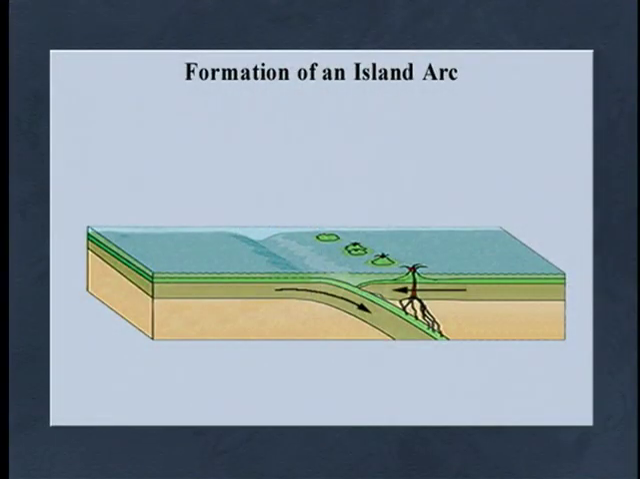Now, when subduction leads to a chain of volcanic islands, the result is what's called an island arc. Here you see that kind of situation. Same kind of subduction, same kind of volcanic action produced away from the trench. The Aleutian Islands off Alaska, the volcanoes of Japan, Mount Pinatubo in the Philippines, a lot of the islands in the South Pacific, they're of this type.